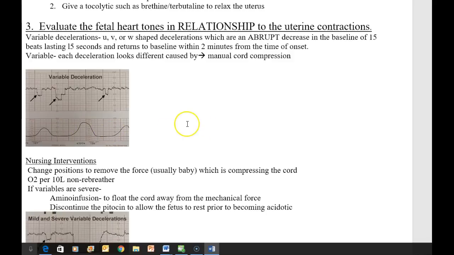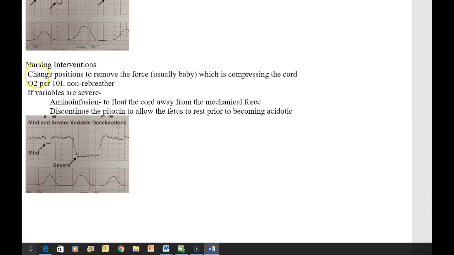So you guys, if it's cord compression, obviously the nursing intervention would be to change position to remove the force. It's usually the baby laying on it, which is compressing the cord. If they're really deep like this, and we think that our baby might be a little hypoxic or acidotic, of course we're going to give 10 liters per non-rebreather.